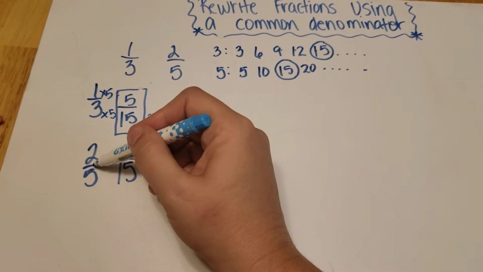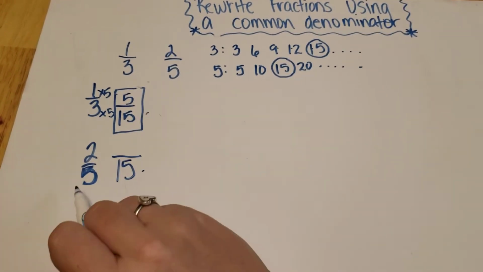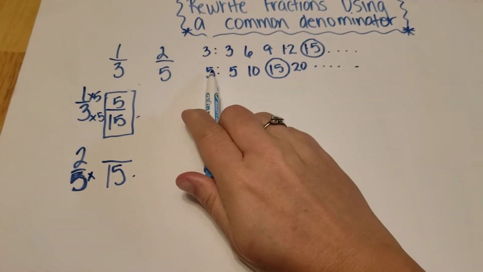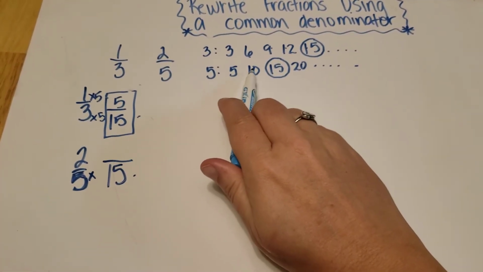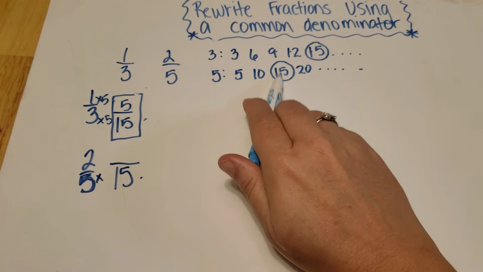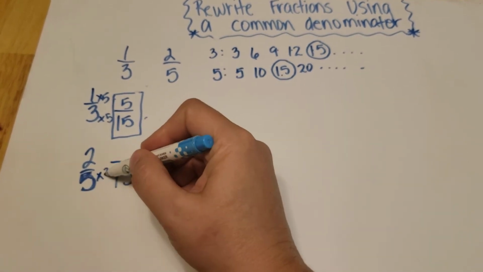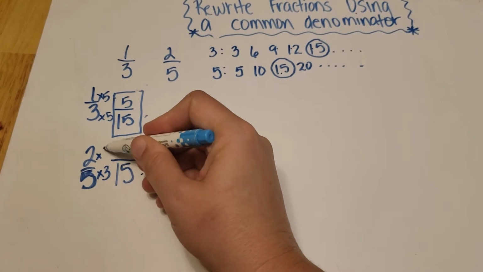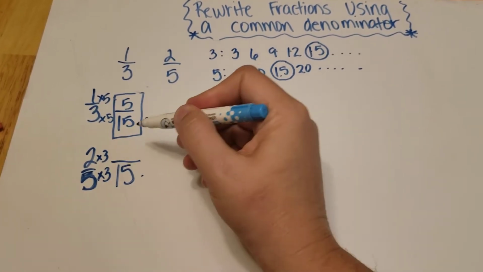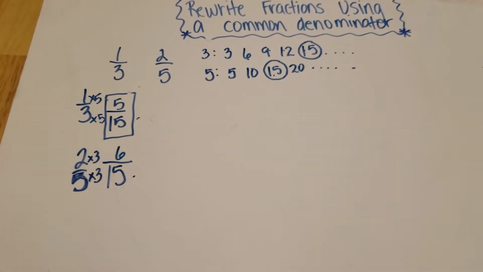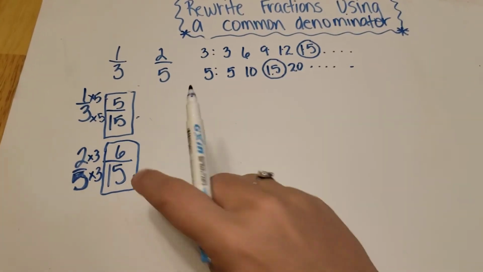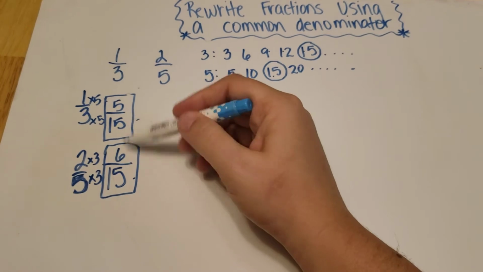Okay, so now let's look at our second fraction. We have 5 going to 15. And if I look at my multiples of 5, I know that 5 times 3, 1, 2, 3, gave me 15. So 5 times 3, and what I do to the denominator, I also have to do to the numerator. So 2 times 3 will give us 6. And this is our second fraction rewritten with a common denominator.